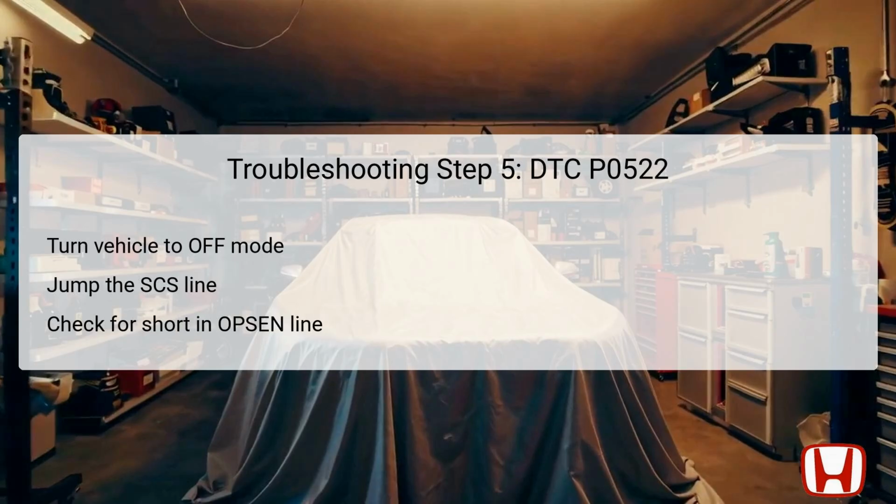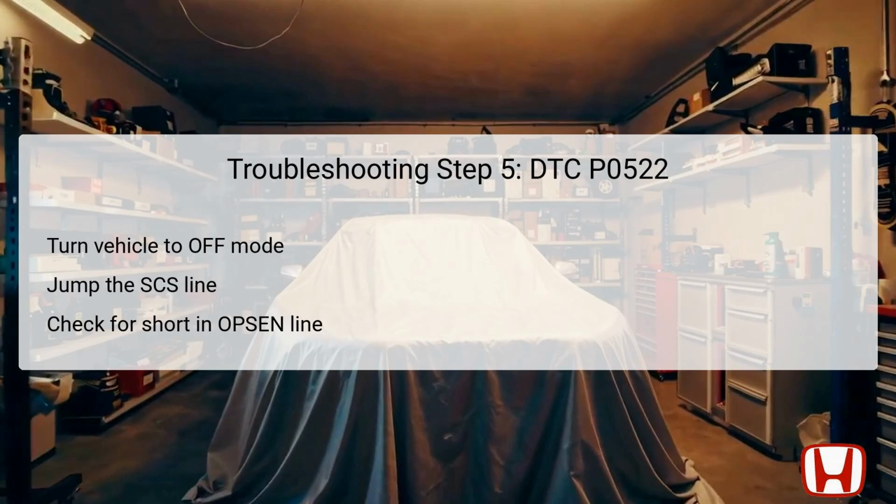During the fifth troubleshooting step for DTC P0522, start again with the vehicle turned off or in lock mode. As before, jump the SCS line using the HDS to facilitate the continuity checks. Next, disconnect the PCM connector B, which is essential for measuring continuity regarding the OPSN line. Verify continuity between the test points to see if there is a short present.